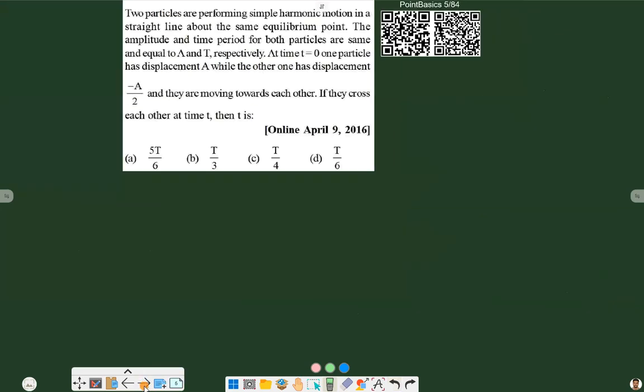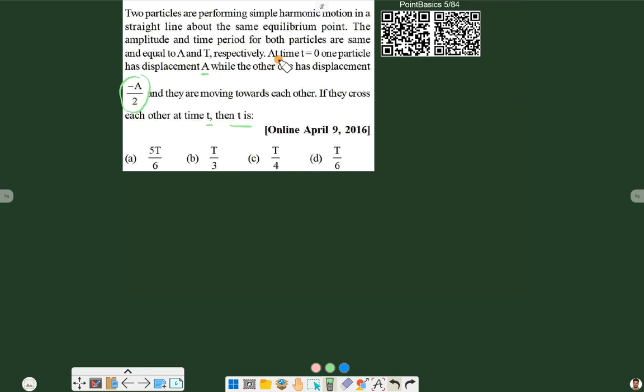Moving to next question. Two particles perform SHM in a straight line but about the same equilibrium point. The amplitude and time period of both particles are the same, equal to a and T respectively. At time t equals 0, one particle has displacement a while the other has a displacement minus a by 2, and they are moving towards each other. If they cross each other at time t, then time t is, so we have to find out at which time t they will cross each other.